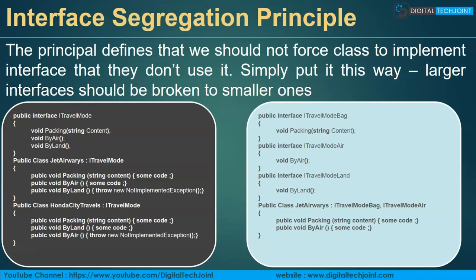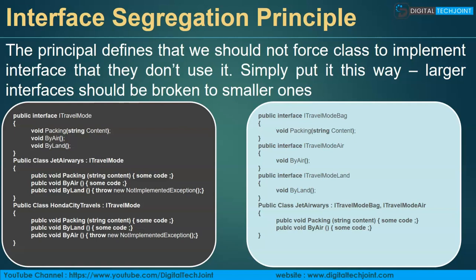Now accordingly, I have created one more class called Jet Airways, which implements iTravelModeByAir and iTravelModeByBag. It doesn't implement travel by land, so it doesn't have to worry about the method for travel by land. This is how you need to structure your interfaces so that they are used by the classes that actually need them, and we don't forcefully make a class implement all the interface methods that it sometimes does not require. I hope this example was very clear. So this is the interface segregation principle.